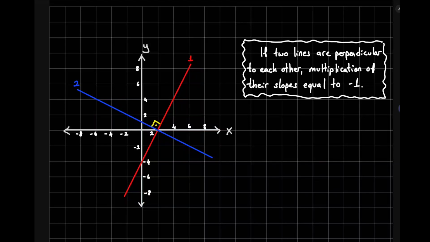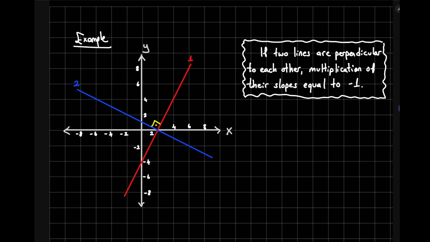If two lines are perpendicular to each other, multiplication of their slopes equal to -1. Let's give an example and then solve a question to understand this concept better. As you can see, here we have an example. In this example, we have two lines. The red one is line 1, the blue one is line 2. These two lines are perpendicular to each other.